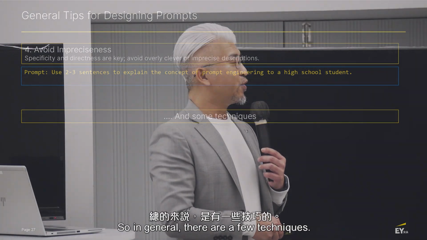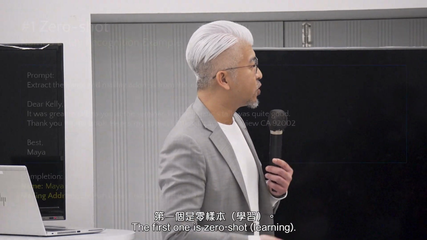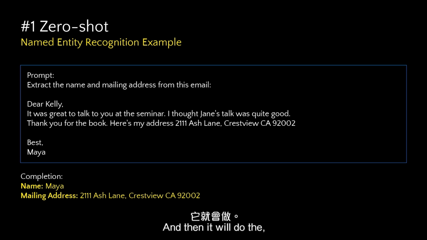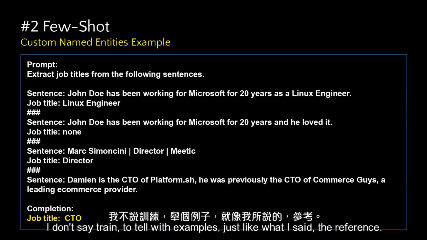Okay, so in general, we have a few techniques. The first one is zero shot. Maybe everyone actually knows how to do it. Just ask the question, and then it will do, we call it zero shot. But few shot, what is few shot? Actually, you can basically train, I don't say train, to tell with examples, just like what I said, the reference.